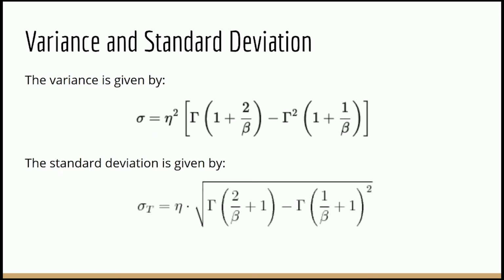Now on to variance and standard deviation. The variance of the Weibull function is represented by sigma squared. Sigma squared equals eta squared times the gamma function of 1 plus 2 over beta, minus the gamma function of 1 plus 1 over beta, squared. The standard deviation is normally the square root of the variance. Given the Weibull characteristics, the standard deviation is represented by sigma t. Sigma t equals eta times the square root of the gamma function at 2 over beta plus 1 minus the gamma function evaluated at 1 over beta plus 1, squared.